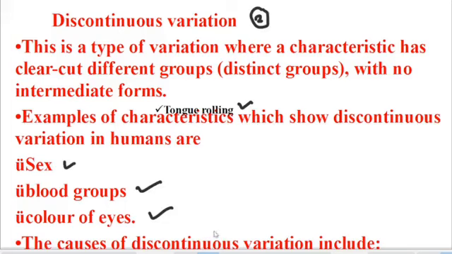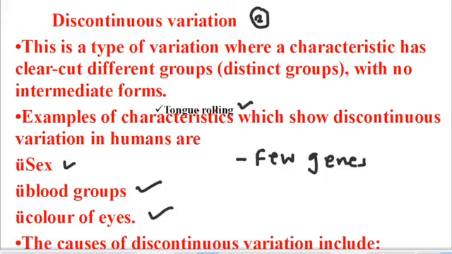Some of the causes of discontinuous variation, number one, it is caused by few genes. This is one of the genetic causes. You have to be careful. In an exam, they can ask you the causes of both continuous variation and discontinuous variation in terms of genetics. So you can say continuous variation is controlled by many genes, while discontinuous variation is controlled by few genes.